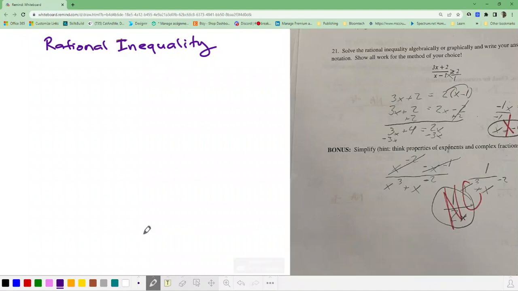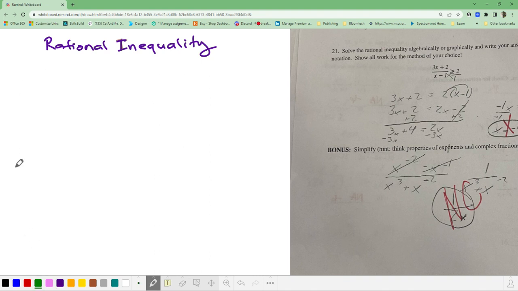So this video is about solving rational inequality questions, something like number 21 in your worksheet. I'm going to give you a different example so that you can have variations, and the second time we will solve the problem that you have in your paper. All right, so consider this example.